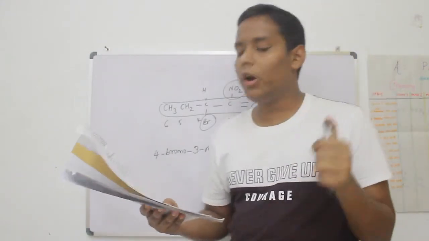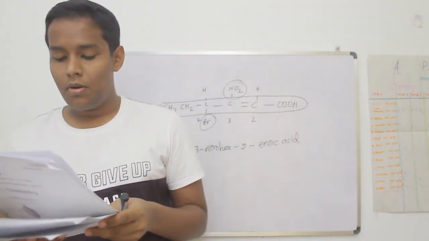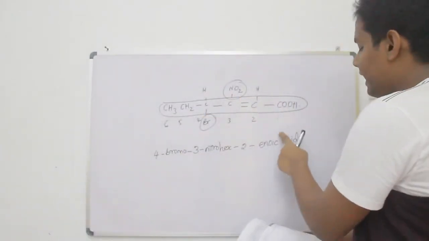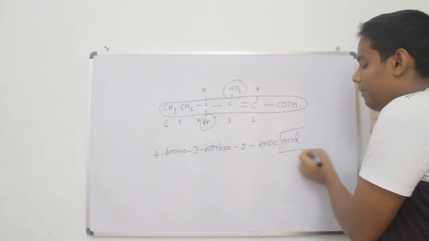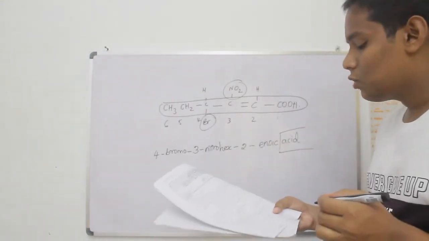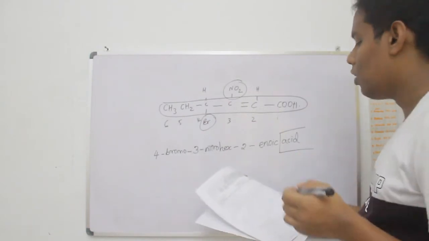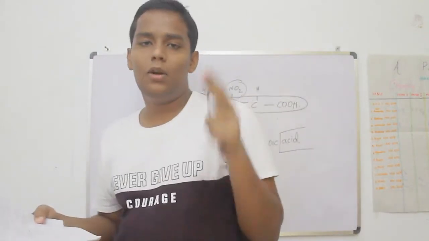The first one, according to the English medium, it's the second one, because between enoic and acid you will have a space. That is why the first one has been rejected. Between these two, there is a space. So 4-bromo, 3-nitro, 2-hexenoic or hex-2-enoic acid. So for the English medium paper it will be 2, but for some other reason they have given it as all.